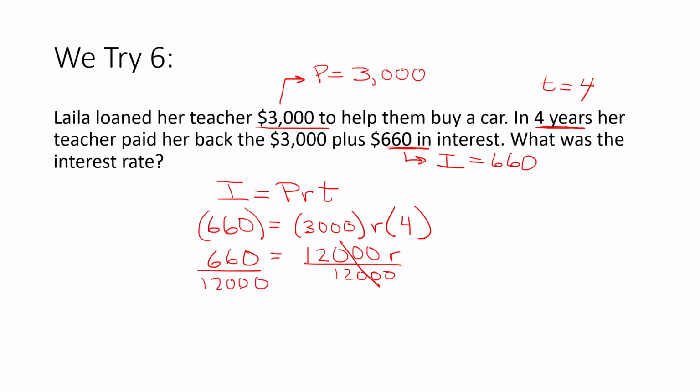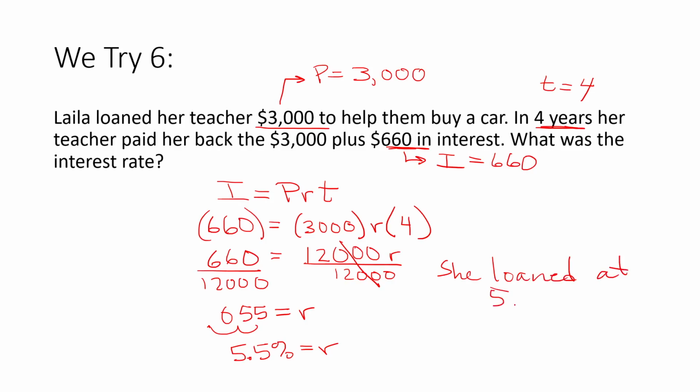And when I put that into my calculator, 660 divided by 12,000 is 0.055. I move the decimal 2 places, and I find that Layla offered her teacher a loan at 5.5%. So she loaned at 5.5%. Excellent. Thanks, Layla, for doing that. I really appreciate it.